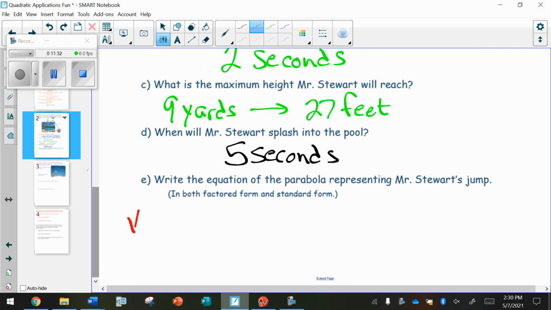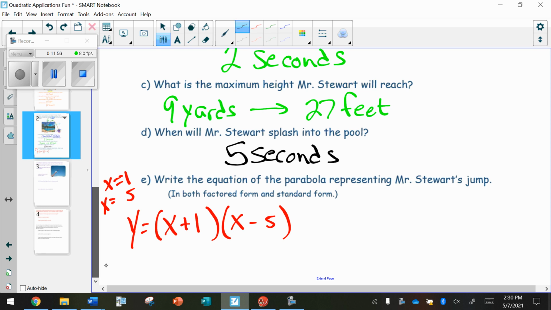So the factored form would be, those roots have to get changed in order to create the factors. So the root of -1 turns into a factor of x plus 1, and the root of +5 turns into a factor of x minus 5. So that is my factored form. Sorry guys, I'm going really fast, but this is just fun for me.